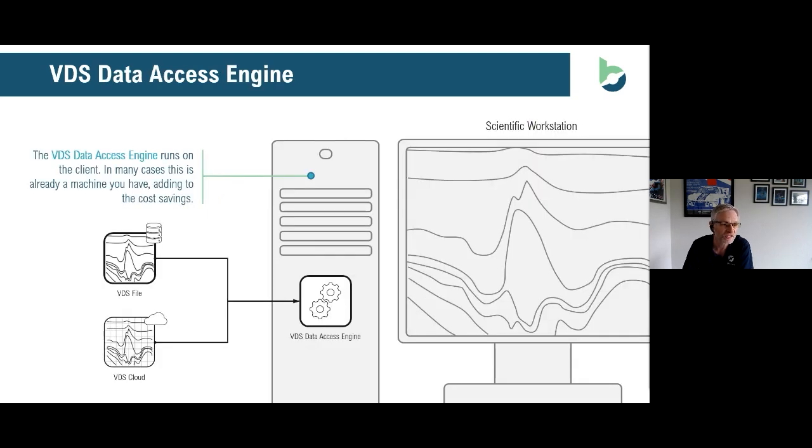We do this through the data access engine. Most scientific workstations have pretty beefy capabilities, and the access engine exists on the client, delivering the workloads into the client application. So whether you're accessing VDS Cloud or VDS File, the engine is running on the client and accessing the data. This makes it even more cost effective because you're running it on a workstation that you already own.